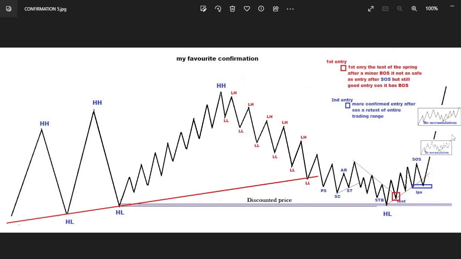Even if I get an entry around this area, let's say I missed this entry and this one, let's say I also missed this one and finally get this one. Let's say this entire move is about 150 pips.